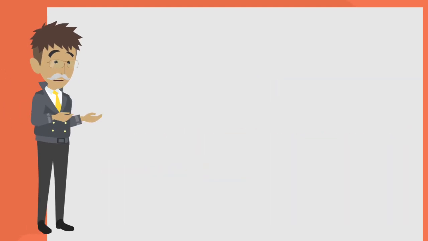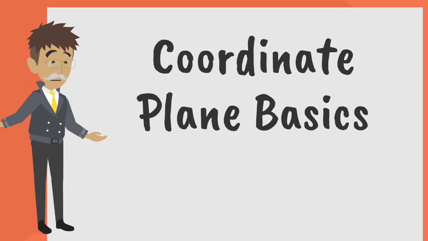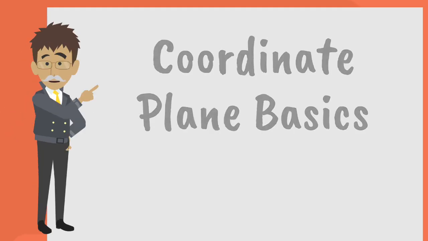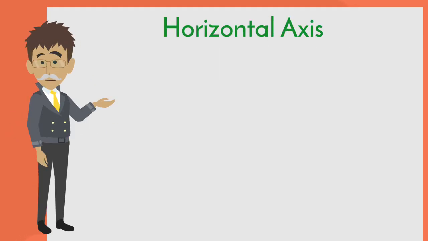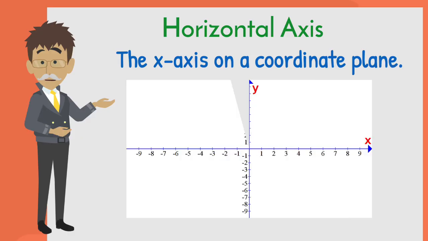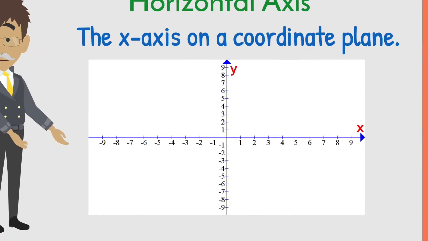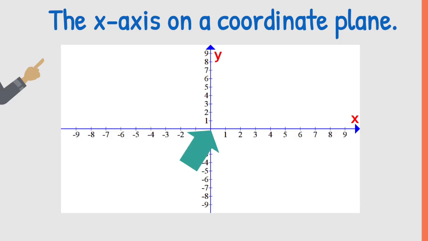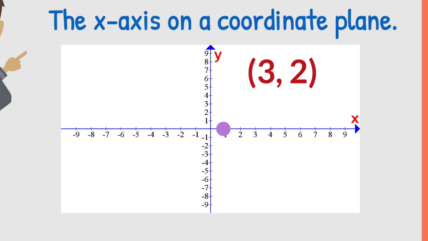We graph relationships using a coordinate plane with 2 axes. Horizontal axis. The x-axis on a coordinate plane. It runs left to right. The first value in an ordered pair represents how far along this axis one moves. The point (3, 2) means move 3 units along the x-axis.